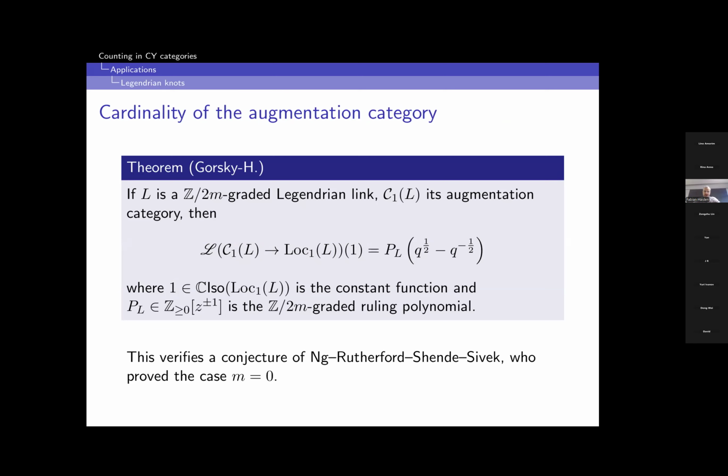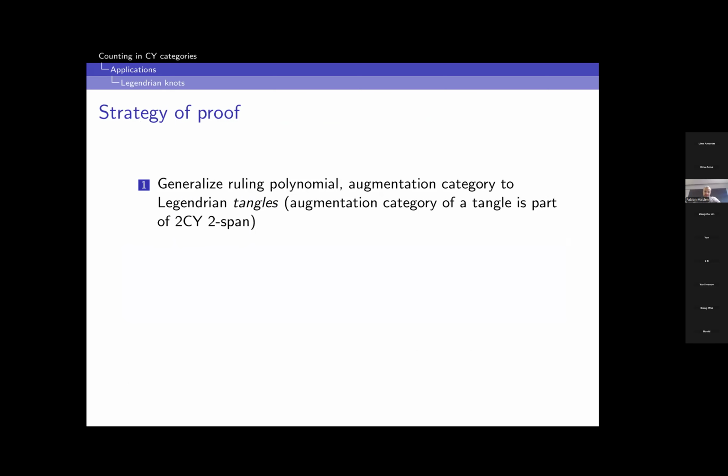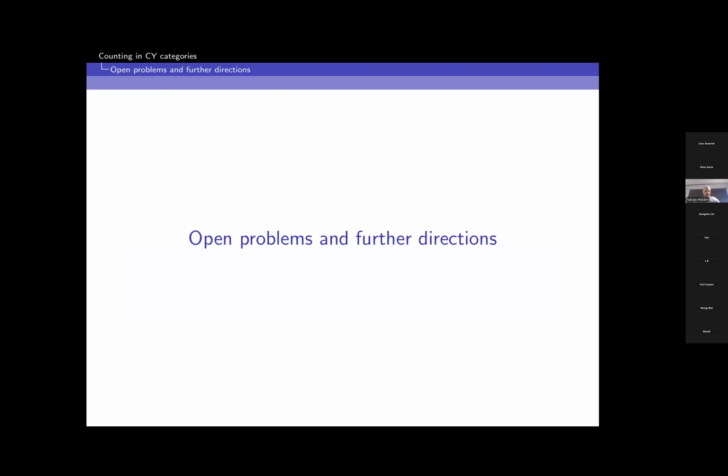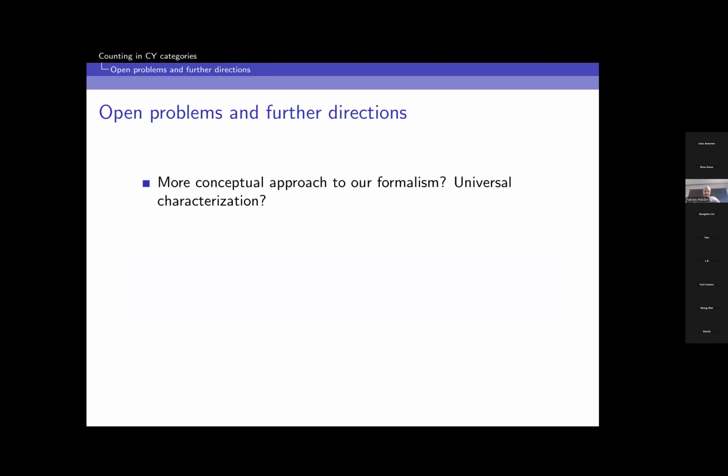So this proves a conjecture that was in this paper by Ng-Rutherford-Shende-Sivek, who showed the m equals 0 case of that statement, where the left-hand side is just the usual homotopy cardinality. Maybe I'll not talk too much about the proof, except it does involve these two spans and involves tangles. But let me mention some further stuff for the future.